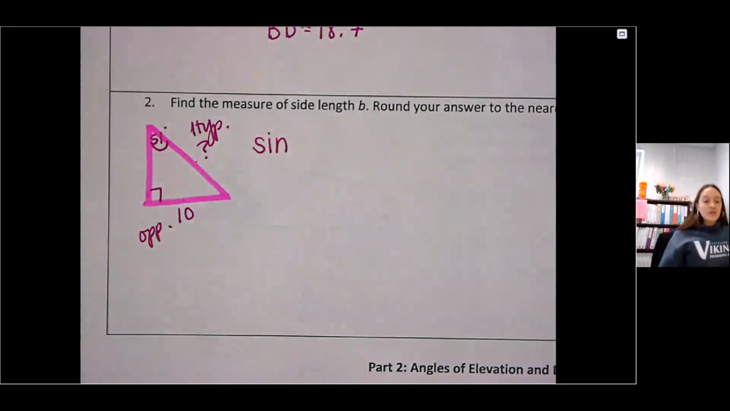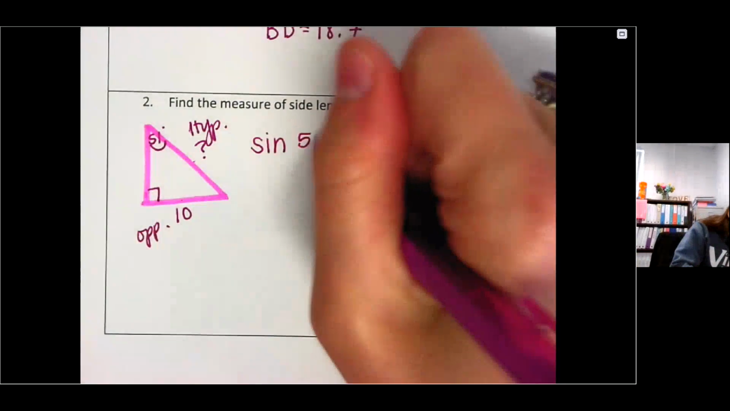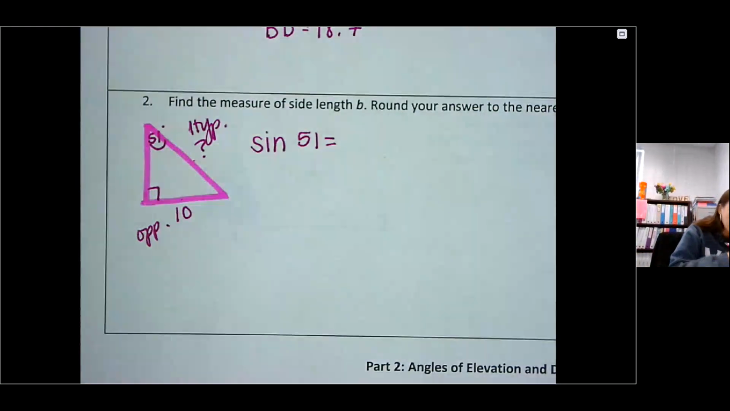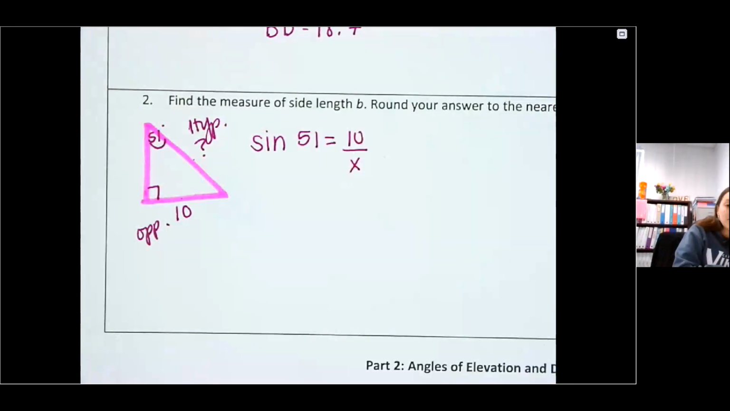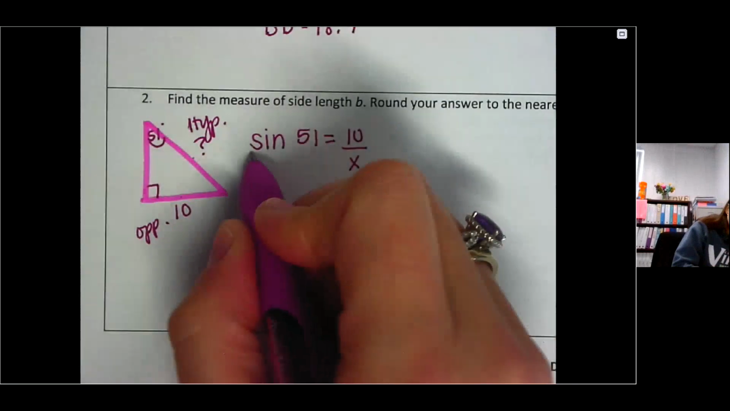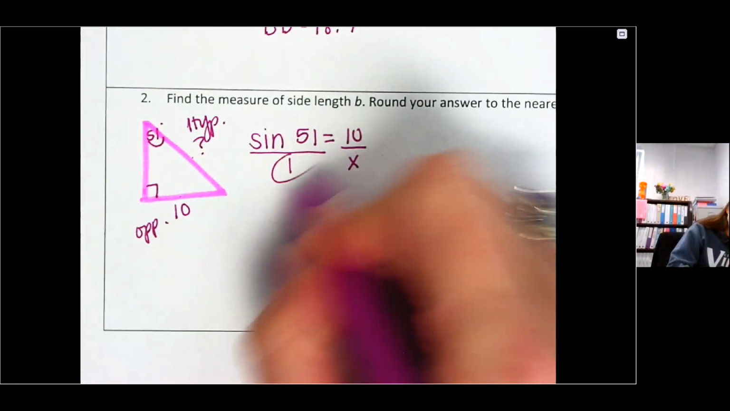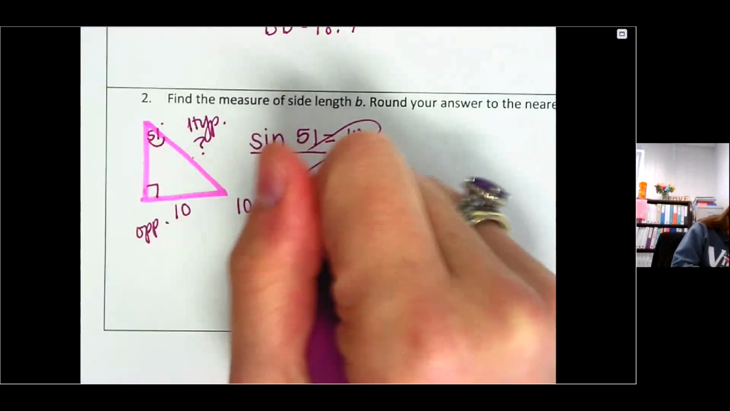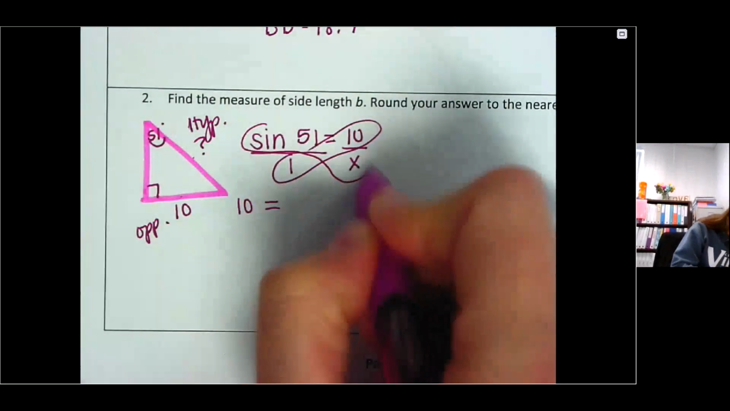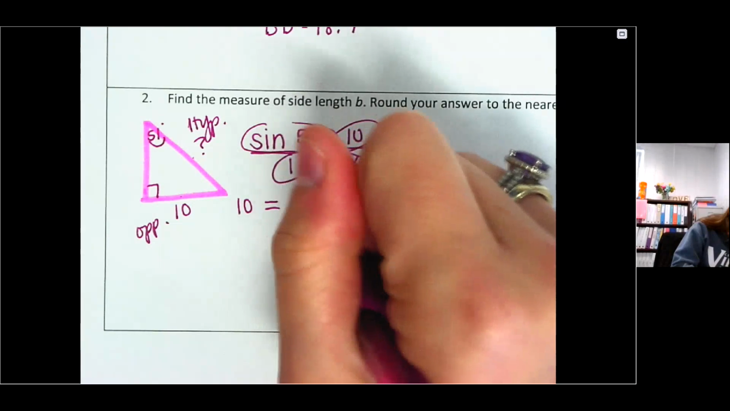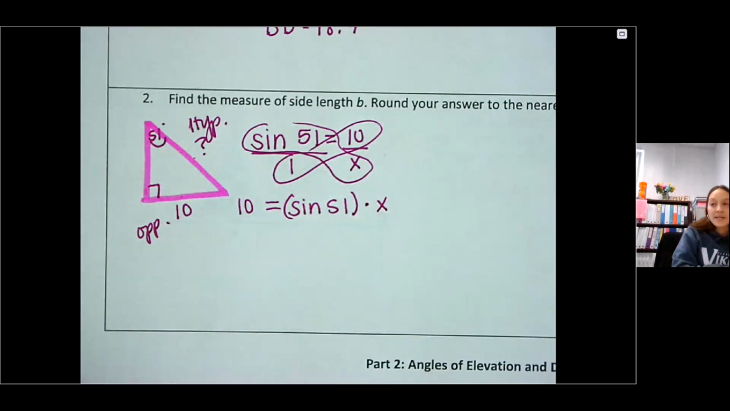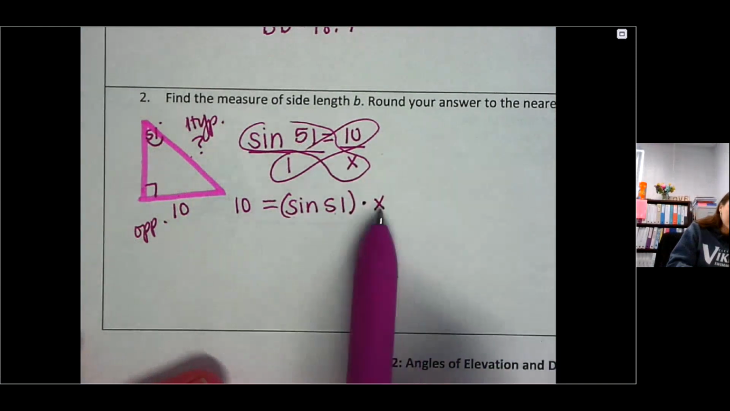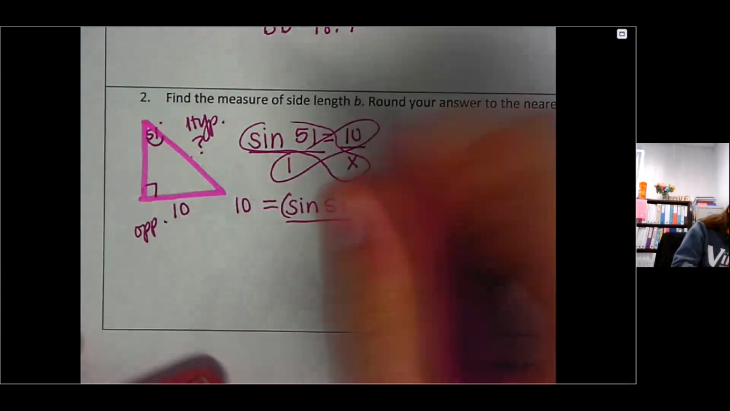So my ratio is going to be sine of 51 equals opposite over hypotenuse, which is 10 over question mark, or I'm just going to put an X there. Okay, put a 1 underneath, and now I cross multiply. 10 times 1 is 10, equals sine of 51 times X. Now to get the X by itself, because it's not alone right now, I need to get rid of the sine of 51. And because this is multiplication, to undo that, I'm going to divide both sides by sine of 51.